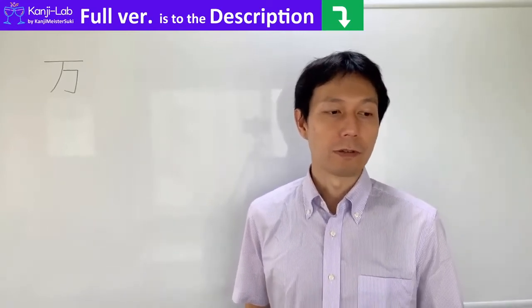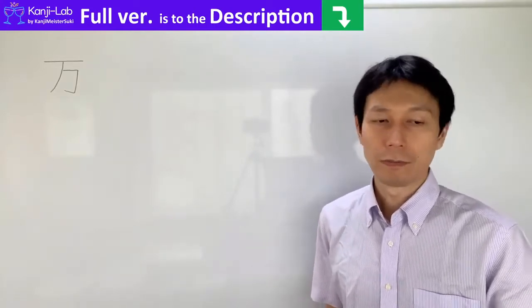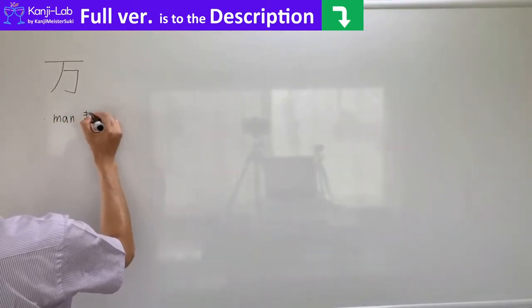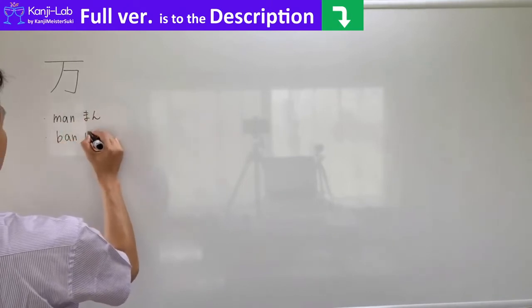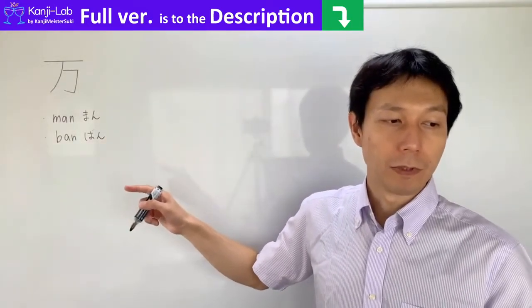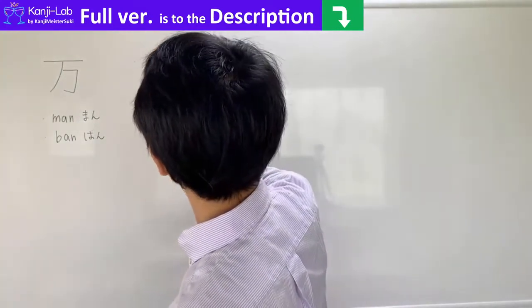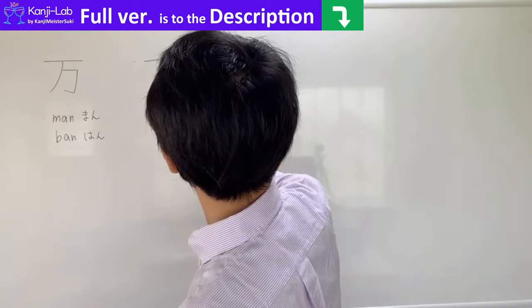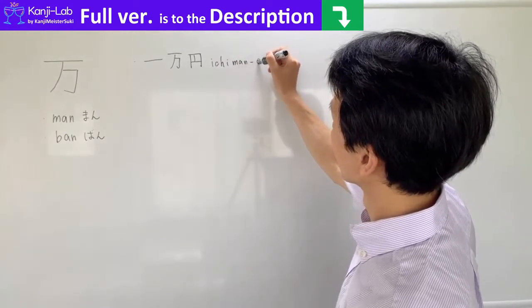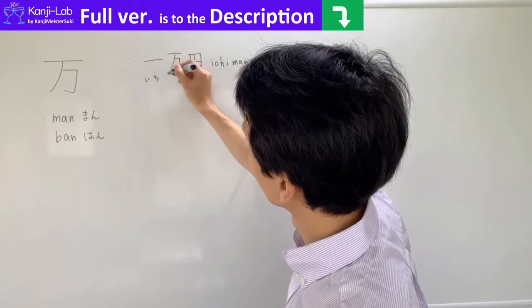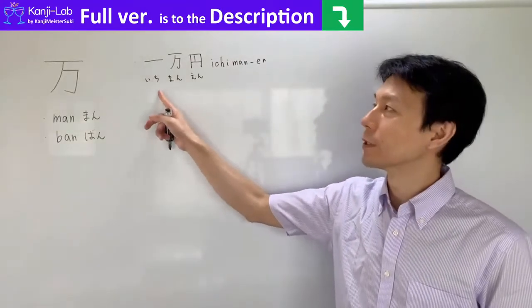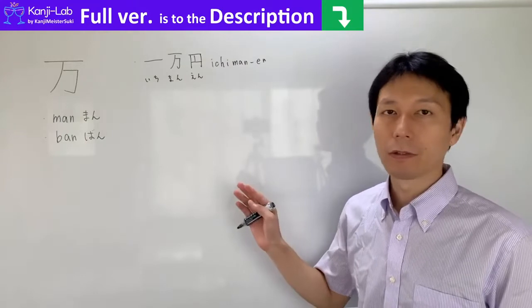So let's start with the readings. First, the on readings are man or ban. For example, ichiman. It means Japanese 10,000 yen.